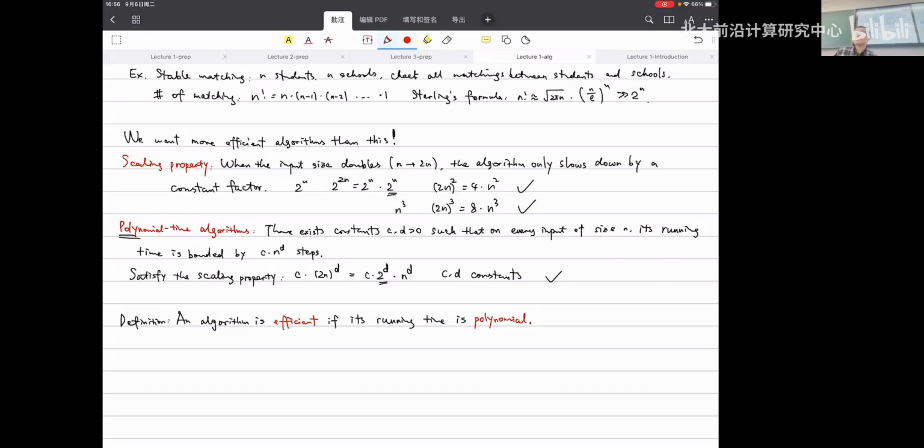Sure. If an algorithm is polynomial time, does that imply that the space is also polynomial? Yes, yes. Because later in this class, we'll talk about Turing machines.